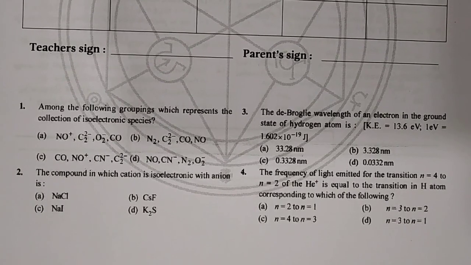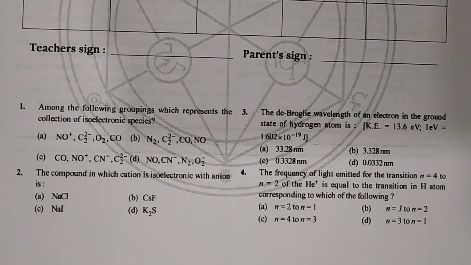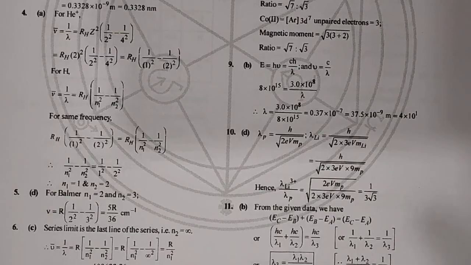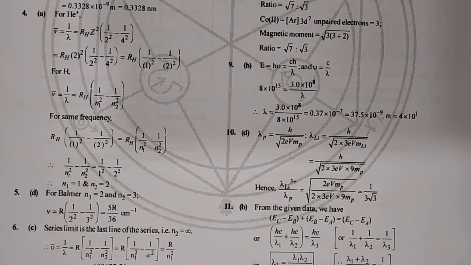Question number 4 on your screen. The frequency of light emitted from n is equal to 4 to n is equal to 2 for the He plus is equal to the transition in H atom corresponding to this following. चार ऑप्शन दिए हुए हैं. Prepare two equations. Equation number 1 for He plus and equation 2 for hydrogen.